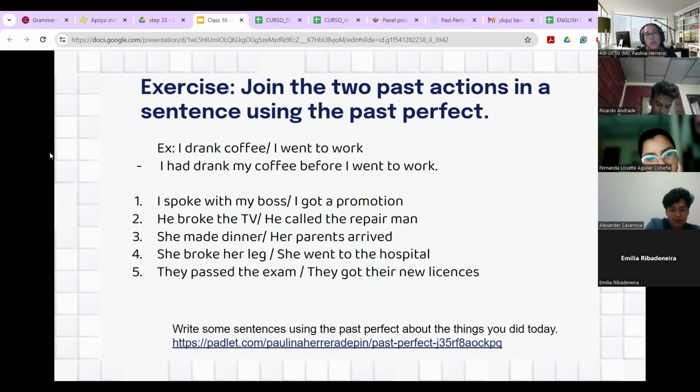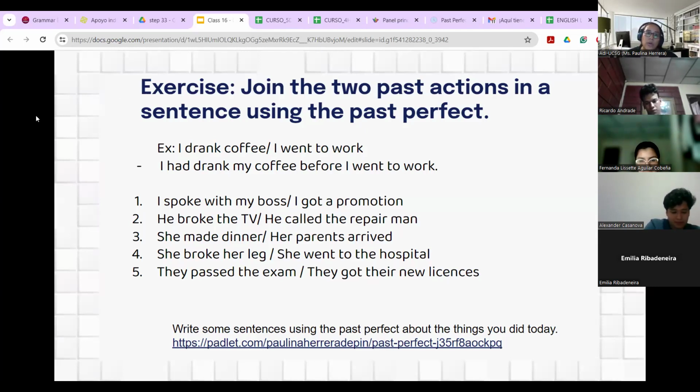So, what are we going to do? I want you to make some sentences, okay, talking about things that you did today. Think about all the things that you did during this day, and I want you to make at least 3 sentences about the things that you did today using the past perfect, like putting things in order.